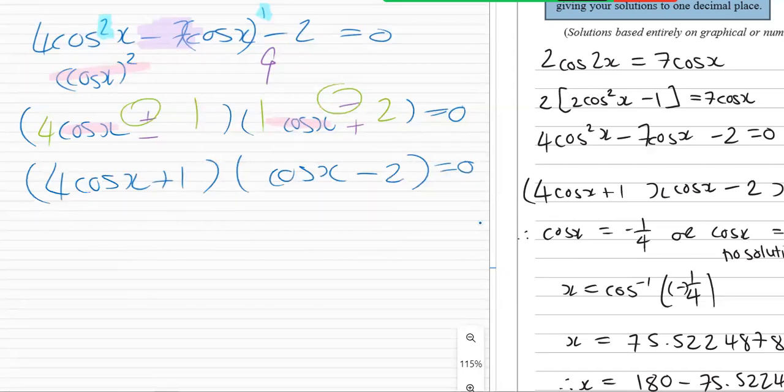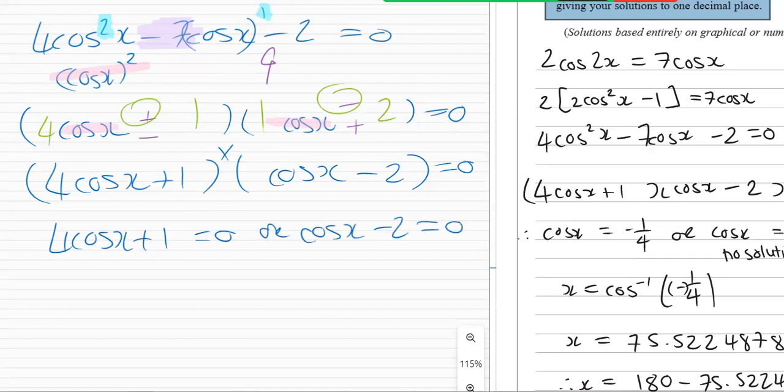So now we know that because it's something multiplied by something equal to 0, one of these is going to be 0. So then we can split it up. We can say either 4 cos x plus 1 is equal to 0, or cos x minus 2 is equal to 0. Those are our two options. Quick rearranging: cos x is -1/4 and cos x is 2.